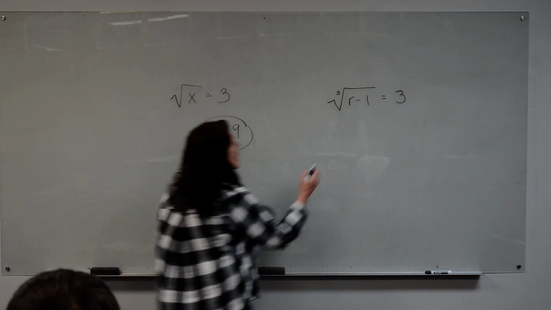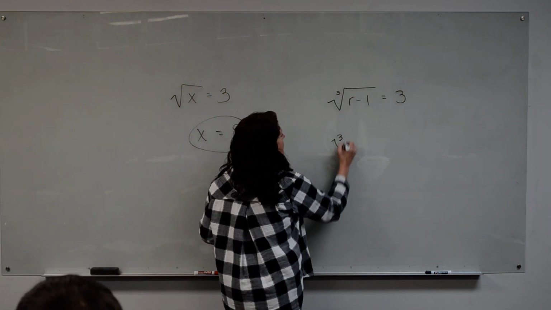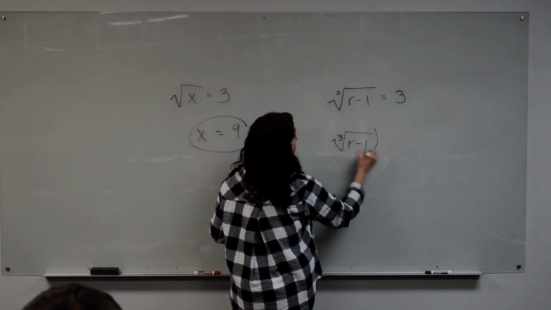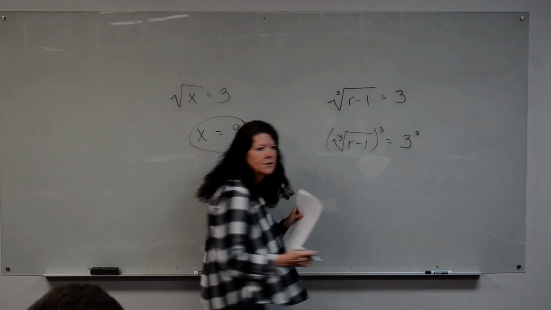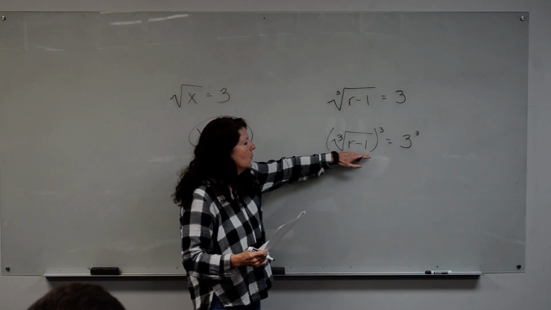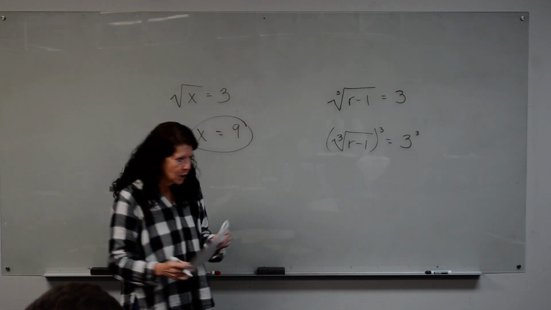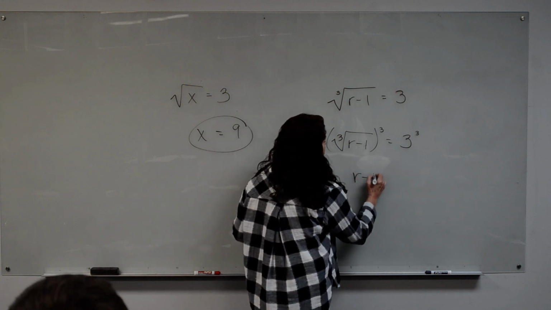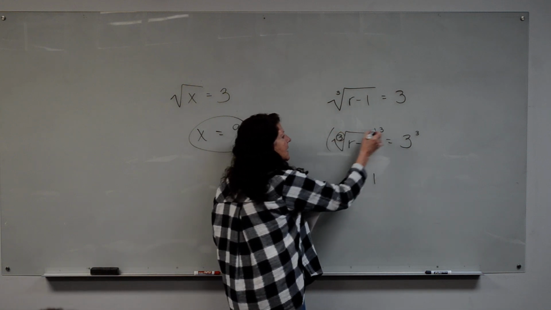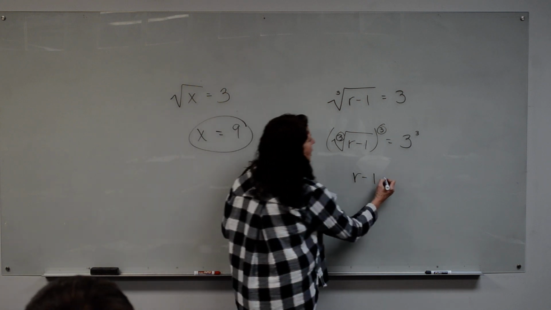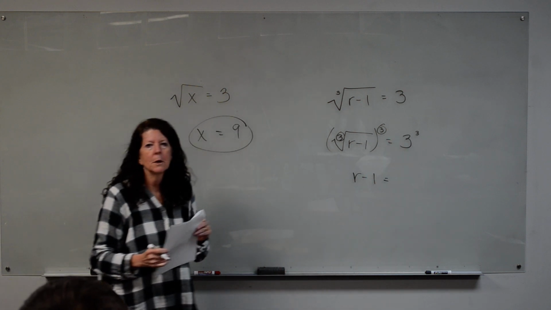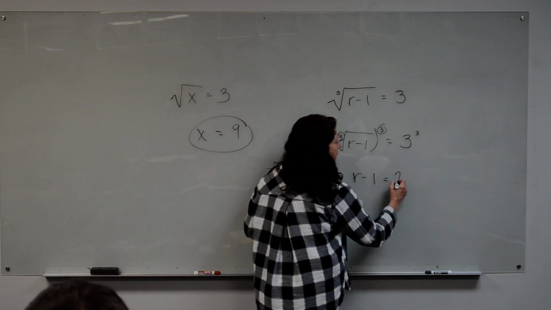Okay, it's not real complicated, so I'm going to continue it down here. So I'm going to cube this. What I do to one side, I have to do the other side. So what do I get when I cube that? R minus 1. If you will, it's like the index and the power cancel each other out, and I get rid of the root. What do I have on the right-hand side when I cube it? 27. And then I just have to solve.